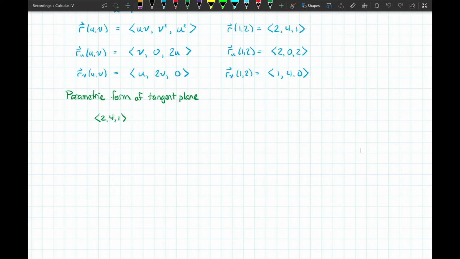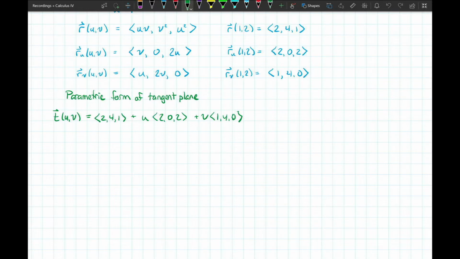Now I could use u's and v's here again. Why don't I call the tangent plane T of u, v, and this would be u times the vector 2, 0, 2 plus v times the vector 1, 4, 0. And there's a parametric form of the tangent plane using the parameters u and v again.